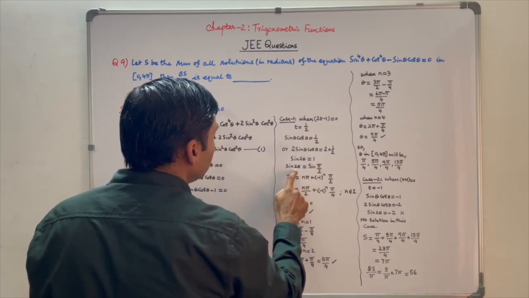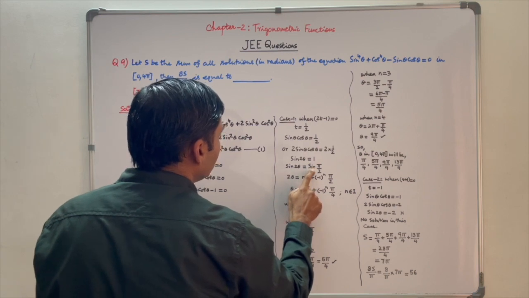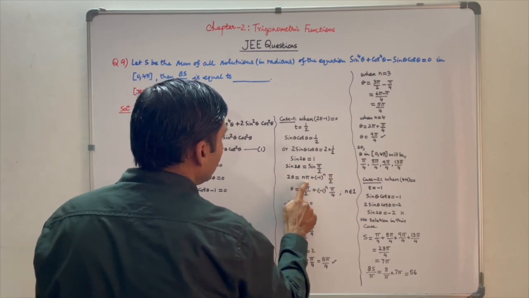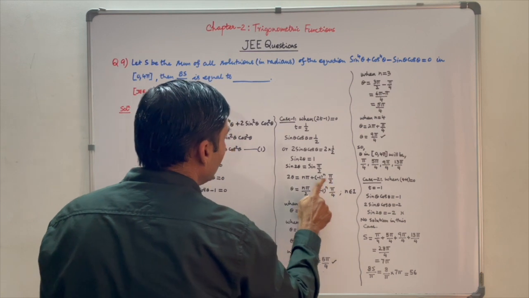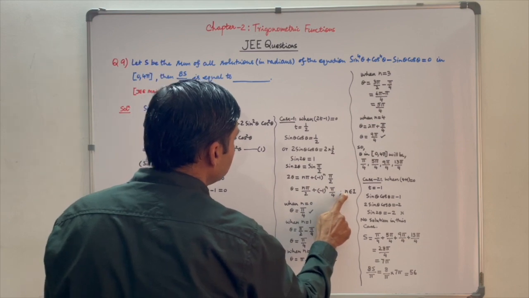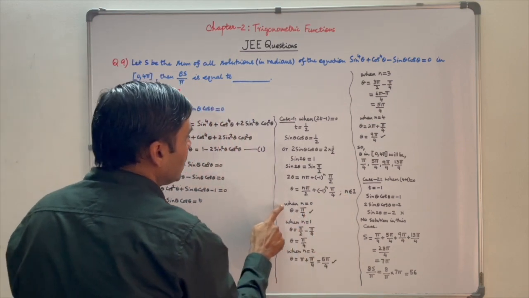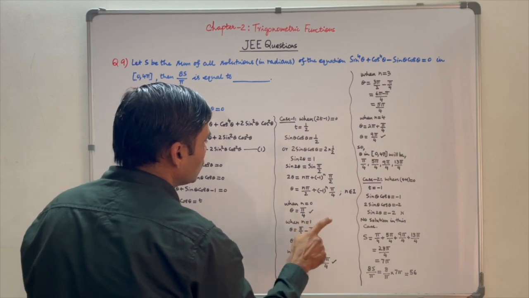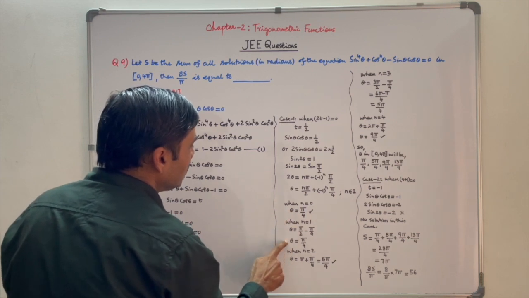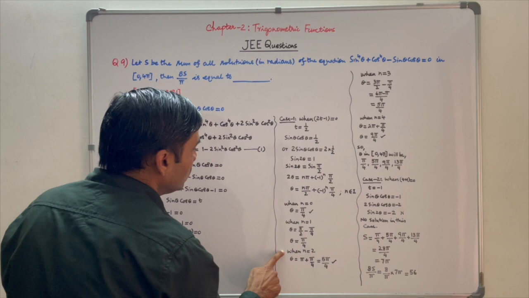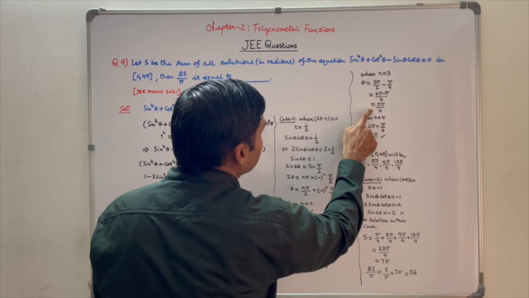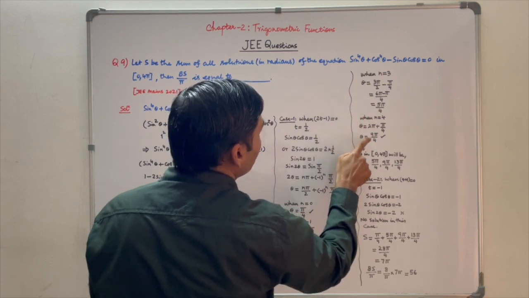Now this is in the form sin theta is equal to sin alpha. So the general solution is theta is equal to n pi plus minus 1 to power n alpha. So 2 theta is equal to n pi plus minus 1 to power n pi by 2, or theta is equal to n pi by 2 plus minus 1 to power n pi by 4, where n is integer. Now we will put the values of n as 0, 1, 2, 3, 4 and so on. When n is equal to 0, theta is pi by 4. When n is equal to 1, theta is equal to pi by 4. When n is equal to 2, theta is equal to 5 pi by 4. When n is equal to 3, theta is equal to 5 pi by 4. When n is equal to 4, theta is equal to 9 pi by 4.